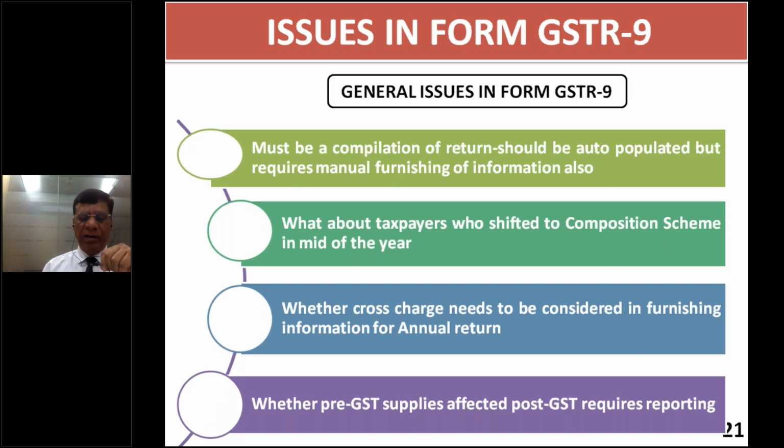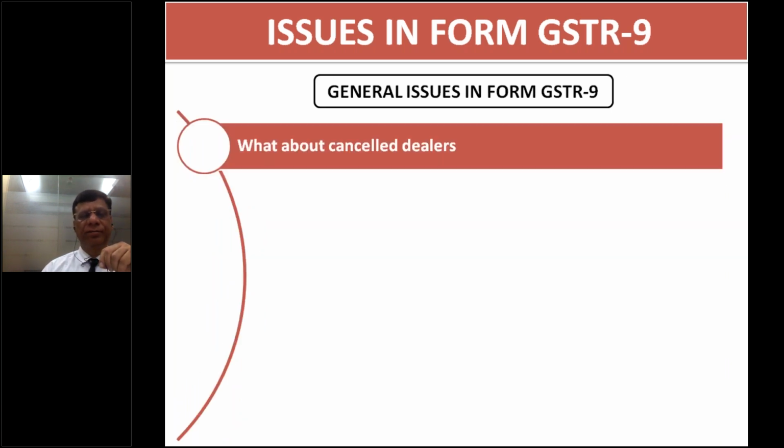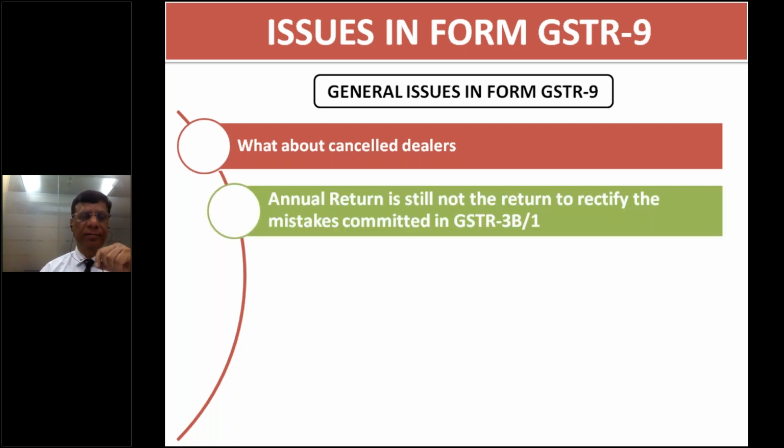Whether pre-GST supplies affected post-GST require reporting. Certainly, if those pre-GST supplies made or affected in post-GST are of the nature of supply, then those would definitely be considered while filling up this form. What about cancelled dealers? CBIC itself in its FAQ has stated that all cancelled dealers, either suo motu or by the Revenue Department, are also supposed to fill up their Form GSTR 9.